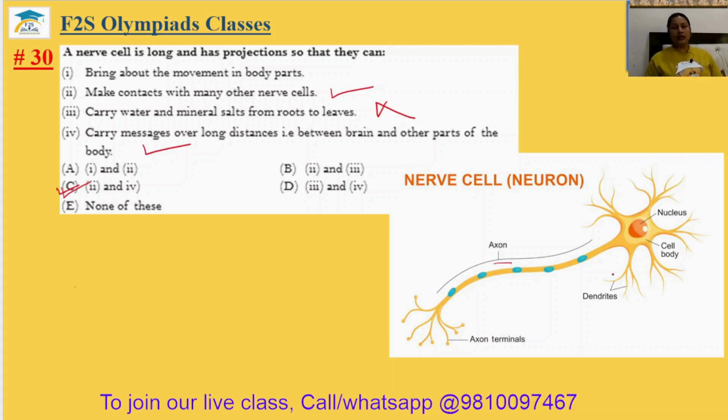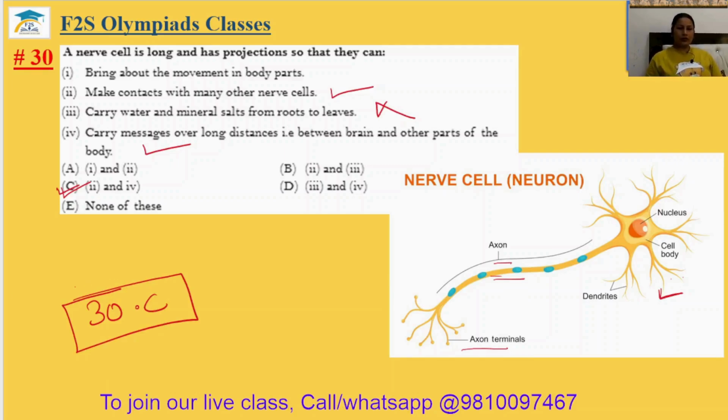You can see I have just pasted here the nerve cell. These are the dendrites through which the message is transferred from one cell to another cell. And this is your axon terminal. These are the axons. So 30th answer will be option C.